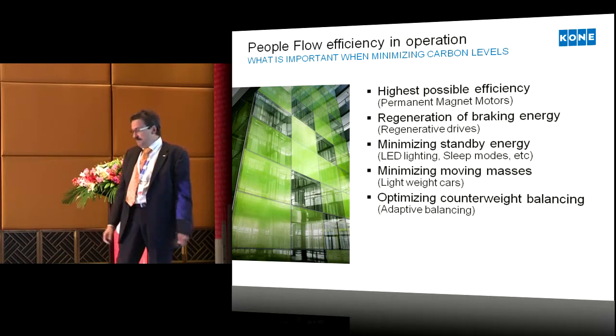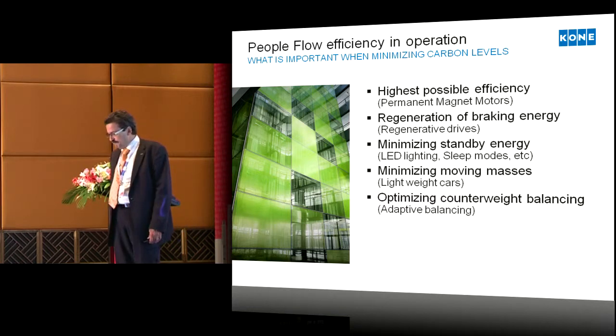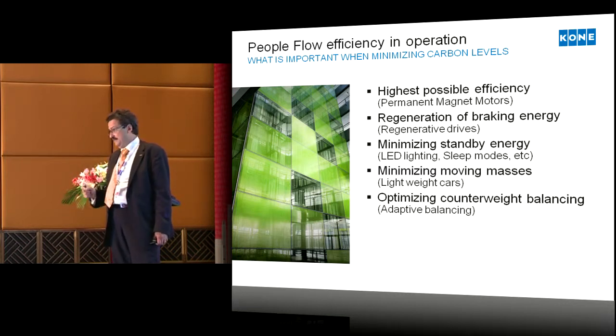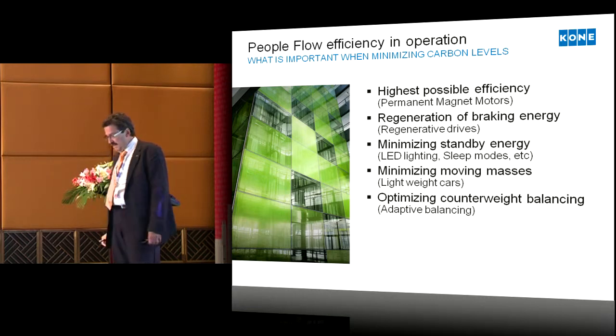If you want to be efficient, these are the things you have to do. Pick the highest possible efficiency. For me, that's a permanent magnet motor. You can't get to the same efficiency with a squirrel cage motor. It's simply not possible. Regeneration of braking energy, absolutely. You can save up to 35% quite easily. And if the efficiency goes up, it's going to grow even further.